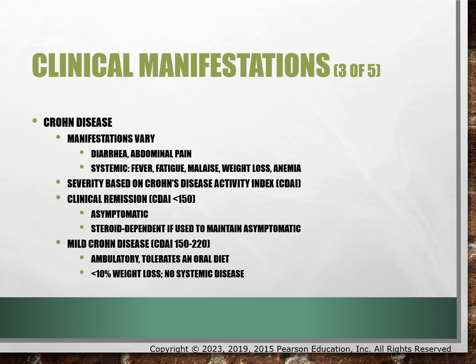Systemic manifestations such as fever, fatigue, malaise, weight loss, and anemia are common. Anorectal lesions such as fissures, ulcers, fistulas, and abscesses are also common and may occur years before intestinal disease is apparent. If the stomach and duodenum are involved, nausea, vomiting, and epigastric pain may occur. The severity of Crohn's disease is based on the Crohn's Disease Activity Index, or the Harvey-Bradshaw Index. Both of these indexes correlate with each other, so either can be used.